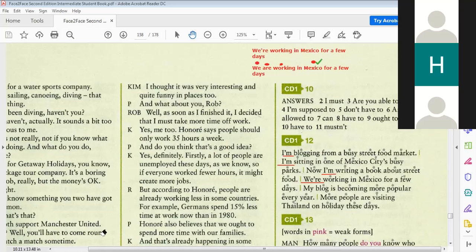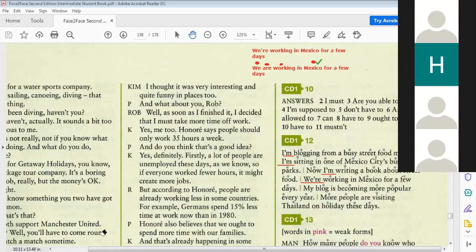Maybe the question, maybe you are with him, only them, we. Or that's why he emphasized we are working. Yeah. Okay, you're close. But here, when I emphasize we, maybe the person who's asking the question is saying, who's working in Mexico for a few days?